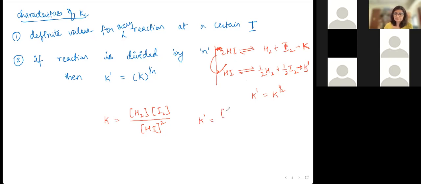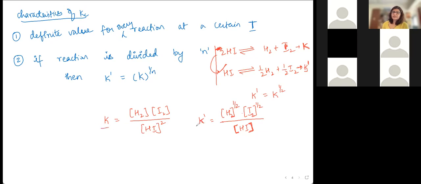Then it would be H2 raised to the power 1 by 2, into I2 raised to the power 1 by 2, divided by the concentration of HI. This is important, Rishad: you absolutely need to draw the square brackets for concentration. Otherwise, it won't make any sense. So don't take this lightly. Now, this is also the concentration of H2, concentration of I2, concentration of HI.